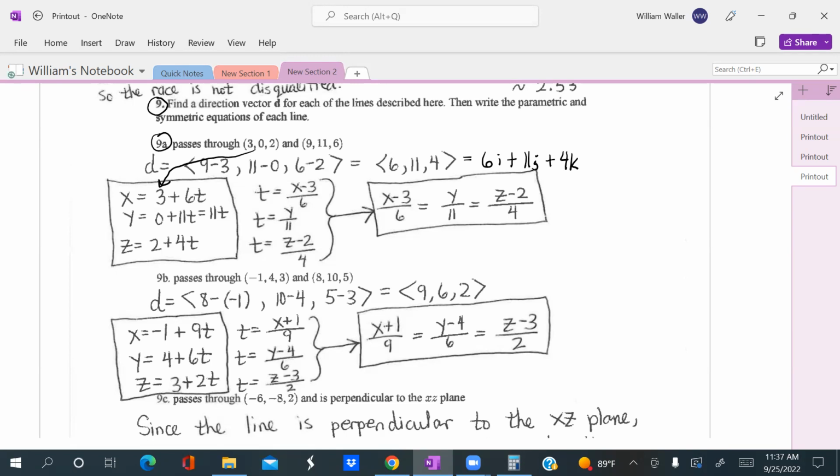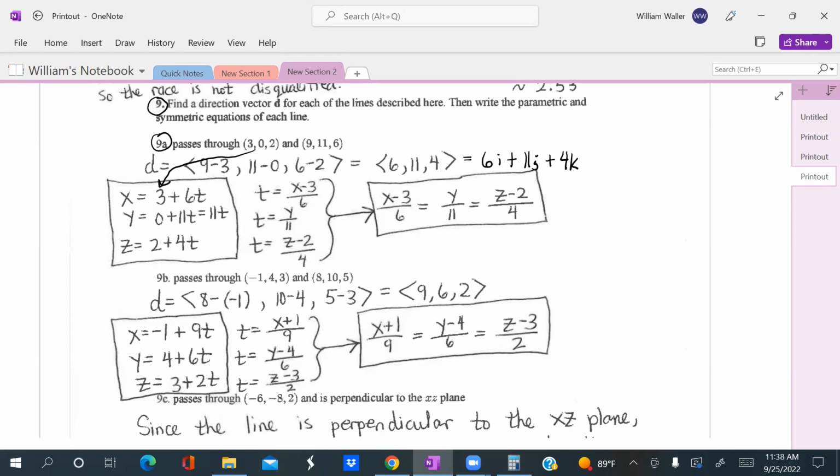So the first parametric equation for this line would be x equals 3, this coordinate, plus this component of the direction vector, 6, times t, right? The second equation would be y equals 0, the y coordinate of this point, plus the y component of your direction vector times t, 0 plus 11t though just turns out to be t, right? And then z equals the z coordinate of your point, plus the z component of your direction vector times t. So very easy to write down the parametric equations.